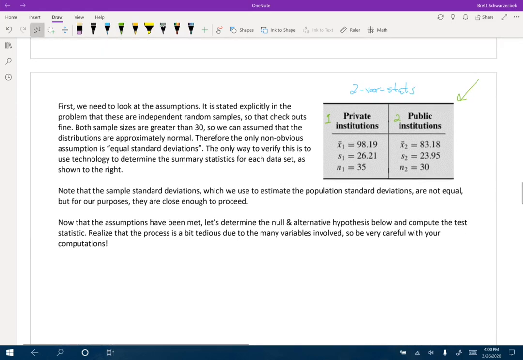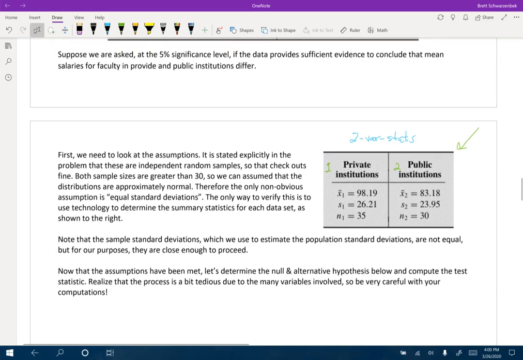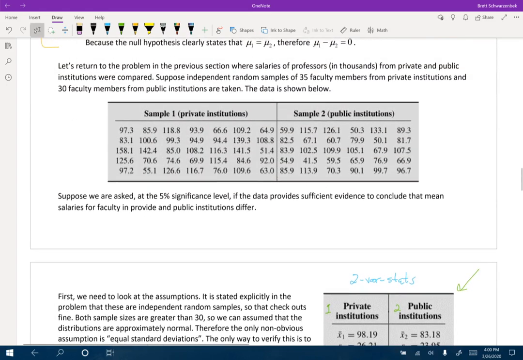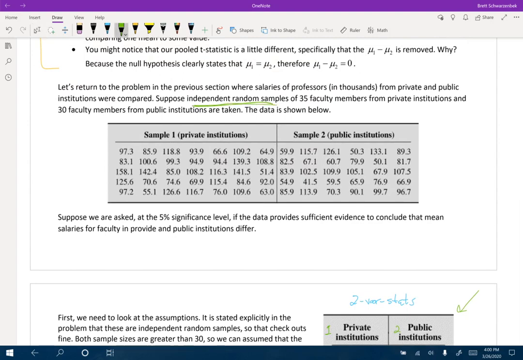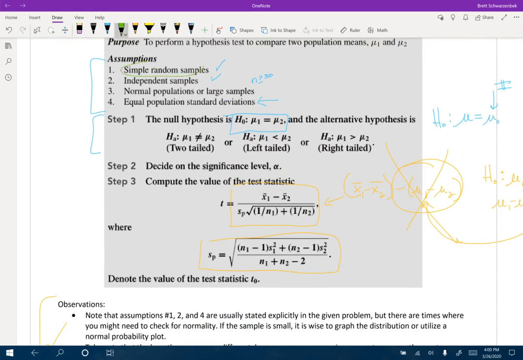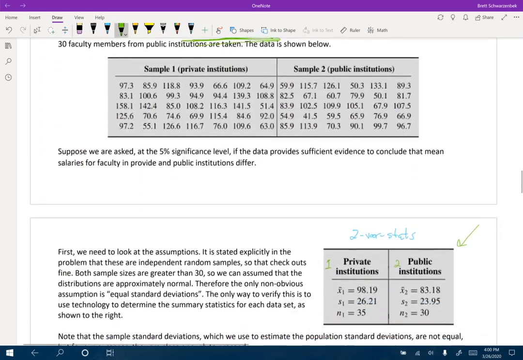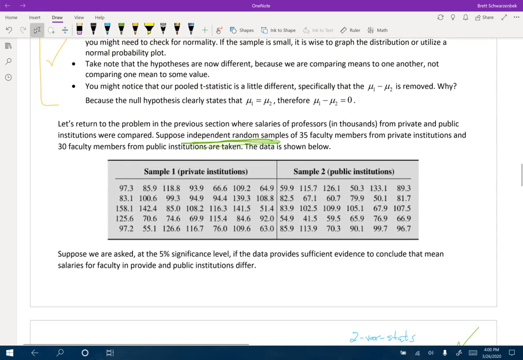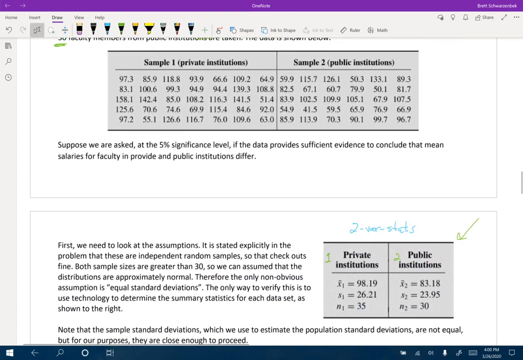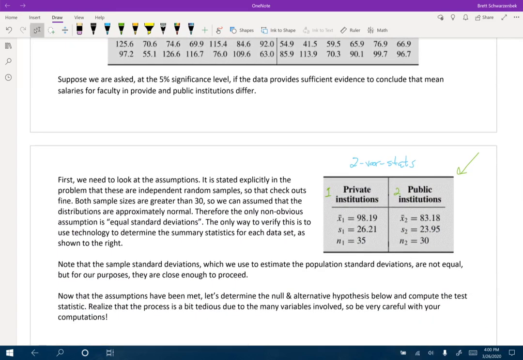Okay, let's start with assumptions. It's stated explicitly in the problem that these are independent random samples. Good, so this takes out the first two assumptions, this one and this one. We need these to be normal. It doesn't say anything about normality, but look, we have 35 and 30, which means we're clear to state that these are normal. So the only thing left to do is determine if the standard deviations are approximately equal.